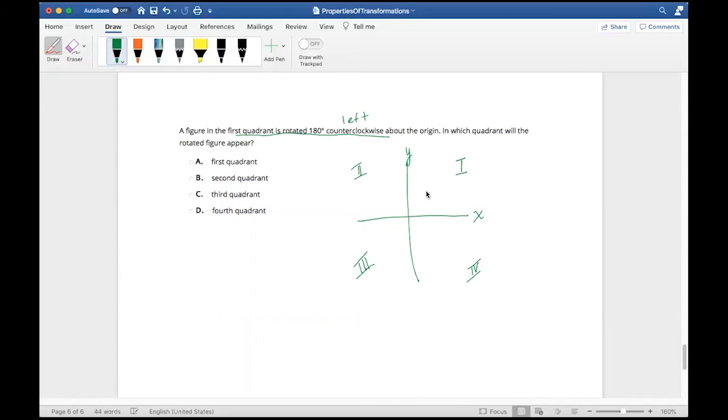All right, and if I start in the first, let me just put a star. I'm starting here. I'm going to go left 180 degrees. So here would be my 90-degree rotation, puts me over in the second quadrant. And then another 90 puts me down here into that third quadrant. So C would be the right answer on that one.